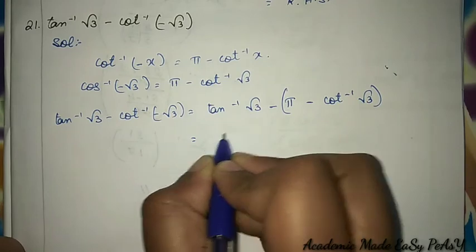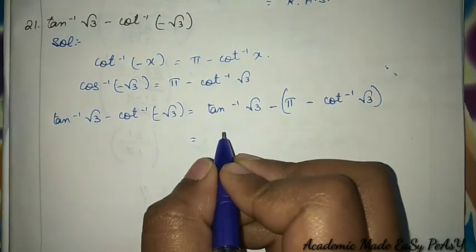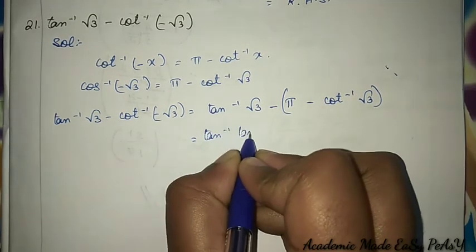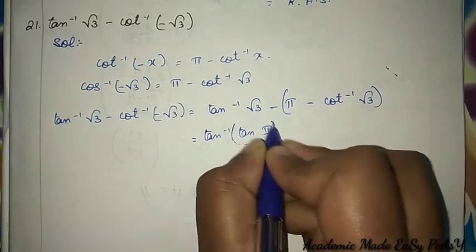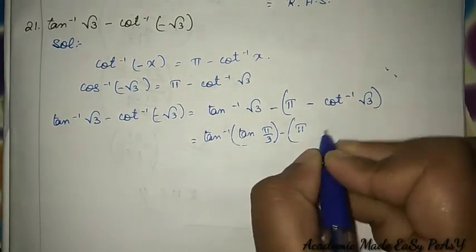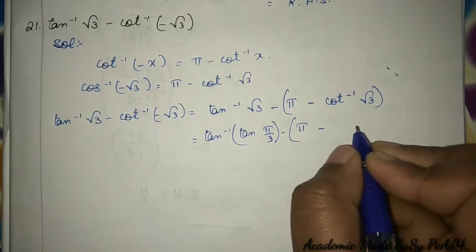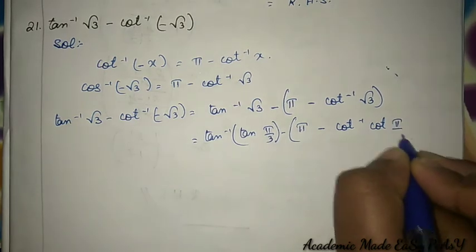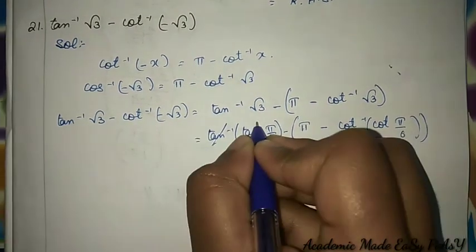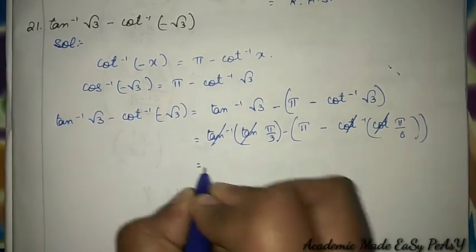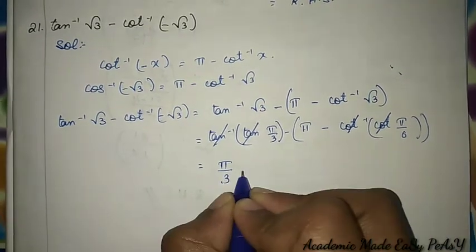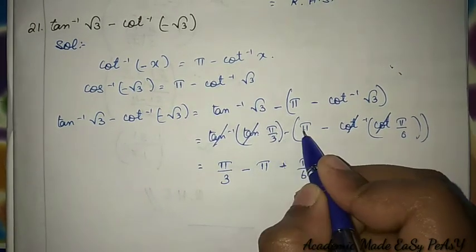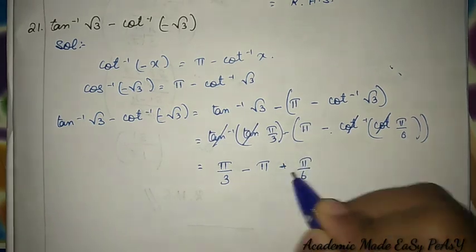So therefore, what is tan inverse root 3? Tan is root 3 at pi by 3. No, so tan inverse tan pi by 3 minus pi minus cot is root 3 at pi by 6. So cot inverse cot pi by 6. So here tan inverse and tan, cot inverse and cot will get cancelled. So I will have pi by 3 minus pi plus pi by 6. How? Minus into plus is minus, minus into minus is plus here.